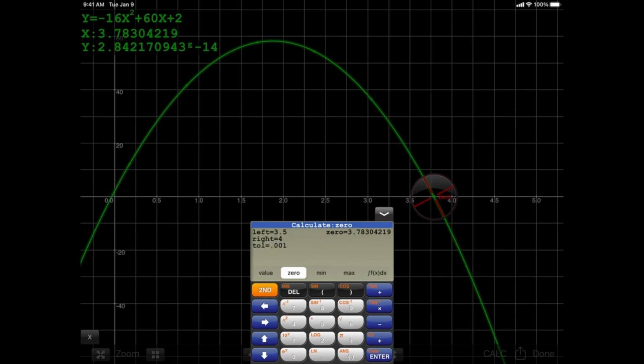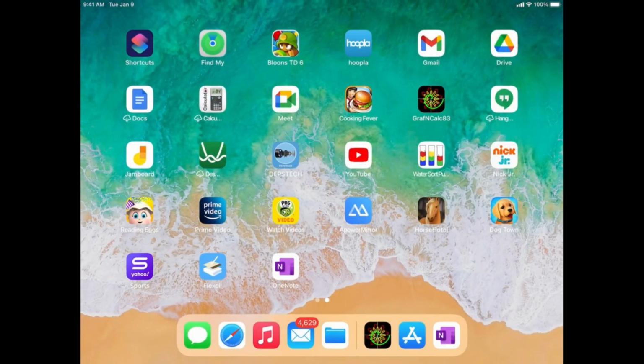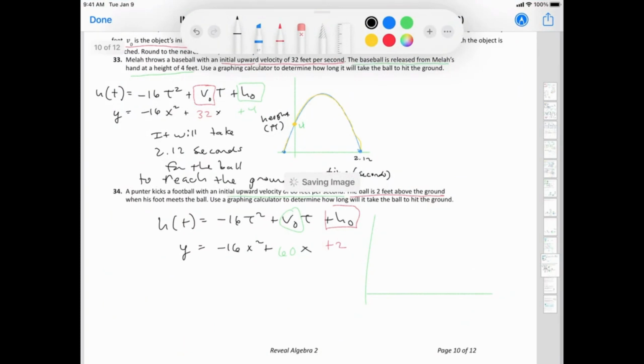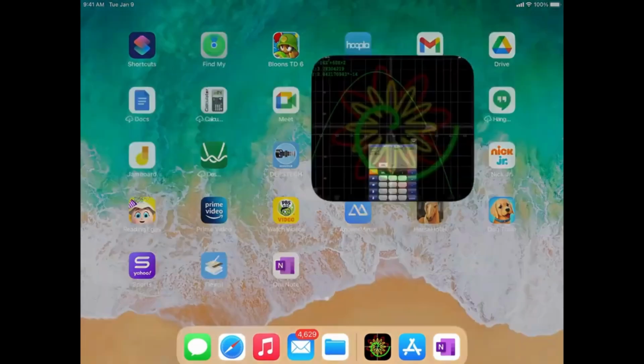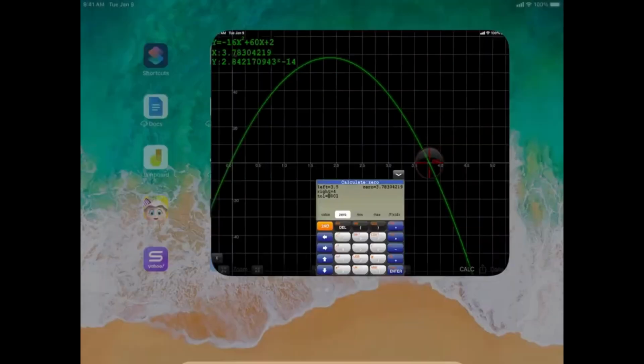Now, you see where the y doesn't say actually 0, but that number, in scientific notation, would be like 0.0000000028421. So it's literally 0. But 3.78 would be your answer. So the graph goes like that. What did I say? 3.78. That's what I said.